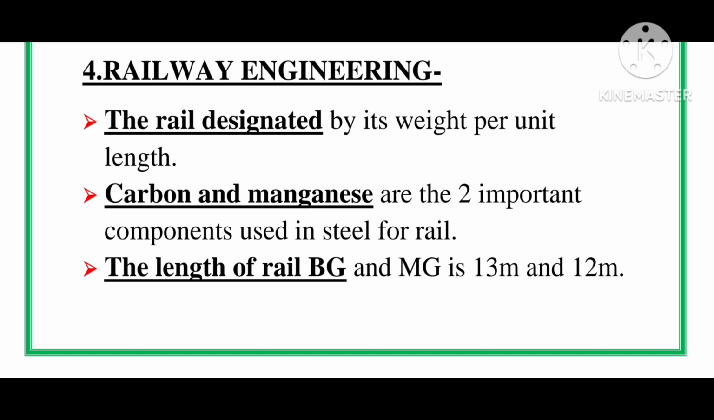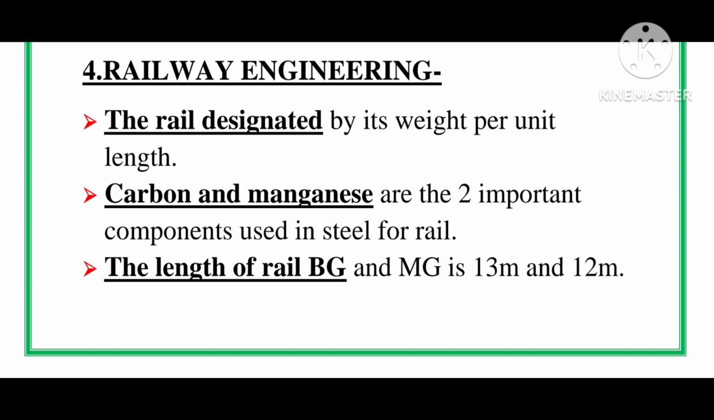Rails are designated by their weight per unit length. Next term: carbon and manganese are the two important components used in steel for rail.